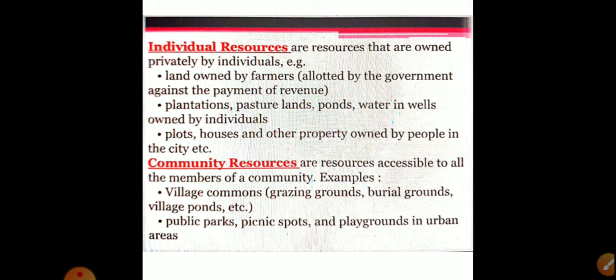Your house, your car, your books, all these will be individual resources.